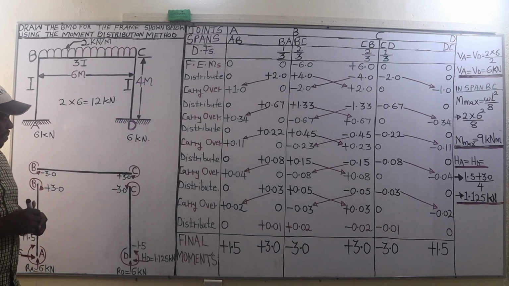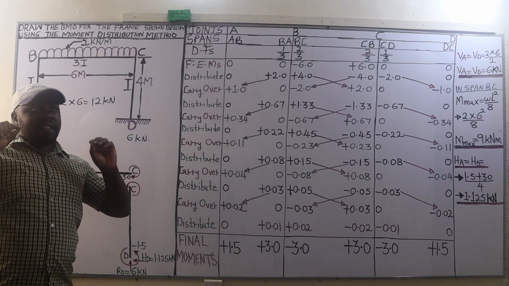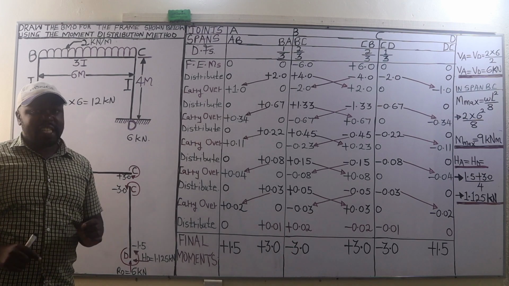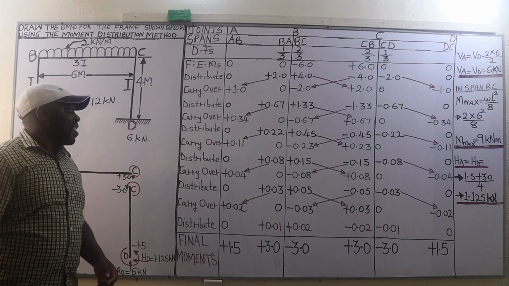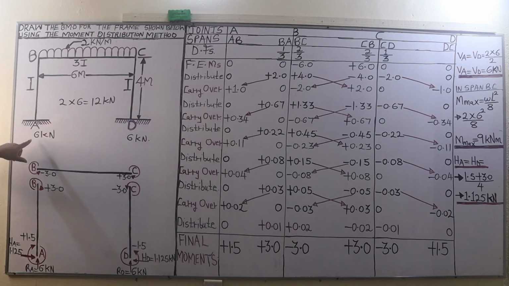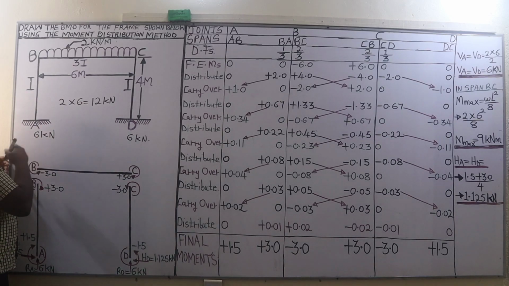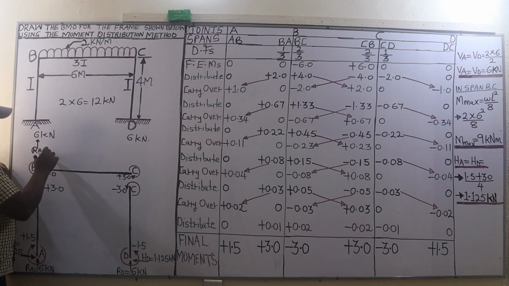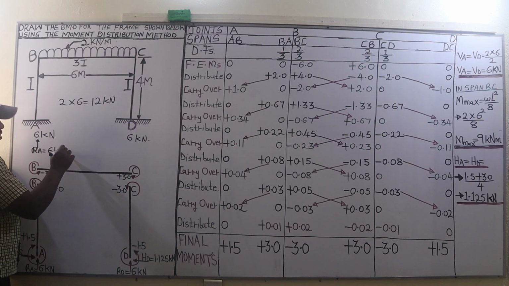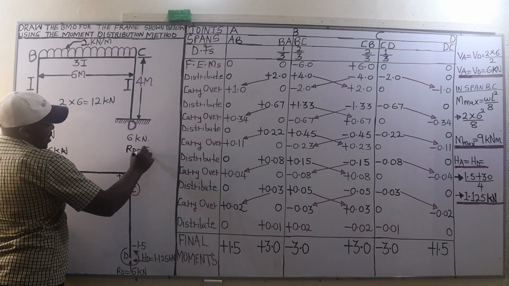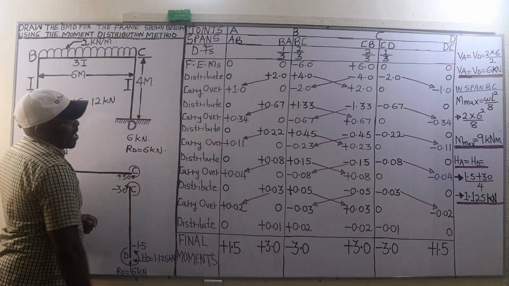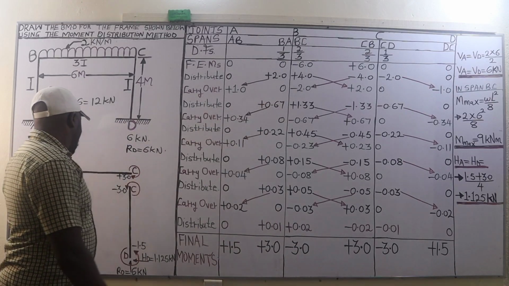Now, considering Newton's third law of motion, that states that for every action there must be an equal and opposite reaction, this total load carried by this column will be equivalent to the reaction at A. Therefore, reaction at A is 6 kilonewtons, and reaction at D, the vertical reaction at D, is also 6 kilonewtons, and that's what I have described up there.